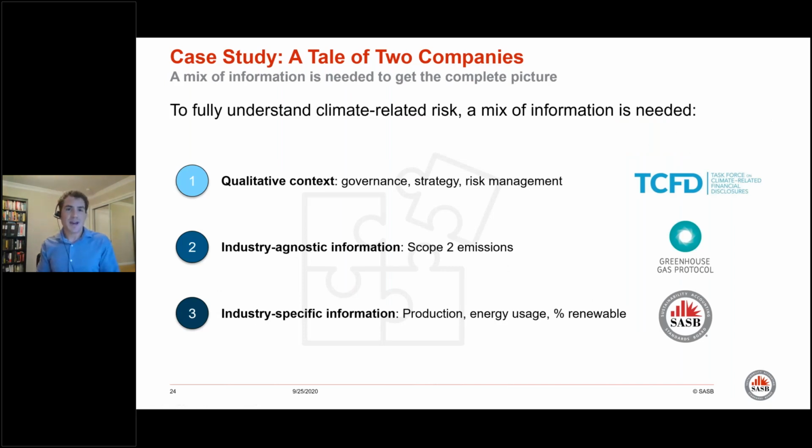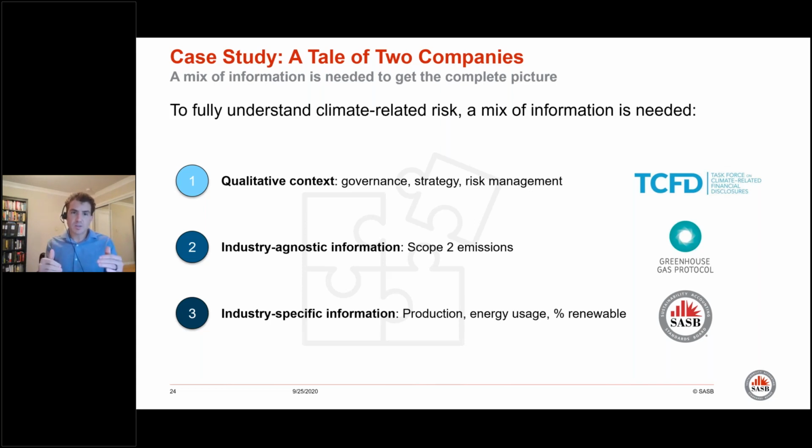So fortunately, we have a set of frameworks and standards that are designed to provide investors with exactly this set of information. So for that critical qualitative context, the TCFD provides a framework for how companies can effectively disclose how climate impacts their strategy, in addition to governance and risk management. For that broadly applicable industry agnostic data, such as scope 2 emissions, the Greenhouse Gas Protocol provides a way that all companies can calculate this in a comparable way. And then standards like the GRI standards can really help facilitate disclosure in a comparable and standardized manner.